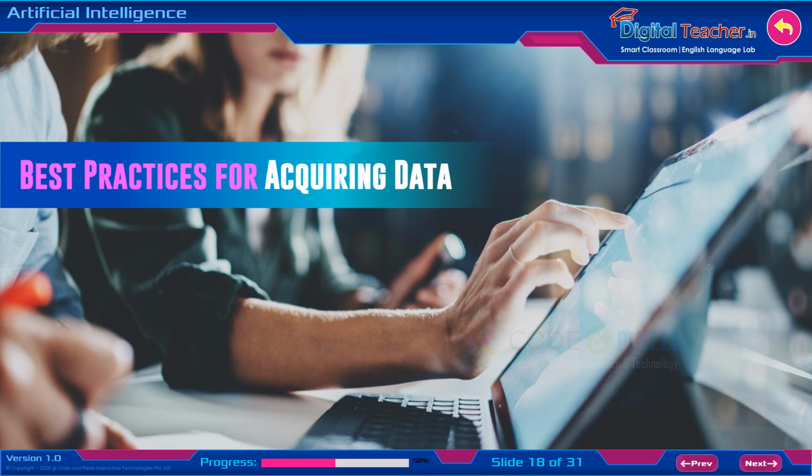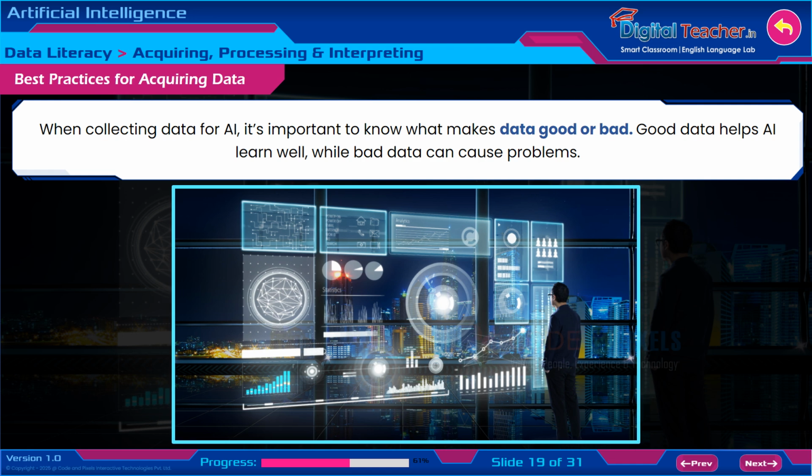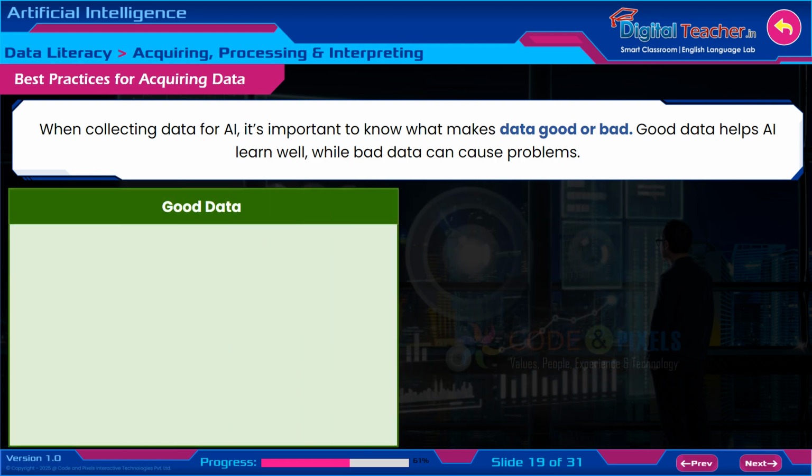Best practices for acquiring data. When collecting data for AI, it's important to know what makes data good or bad. Good data helps AI learn well, while bad data can cause problems. Good data. Well-structured. Data is organized in tables or clear formats.